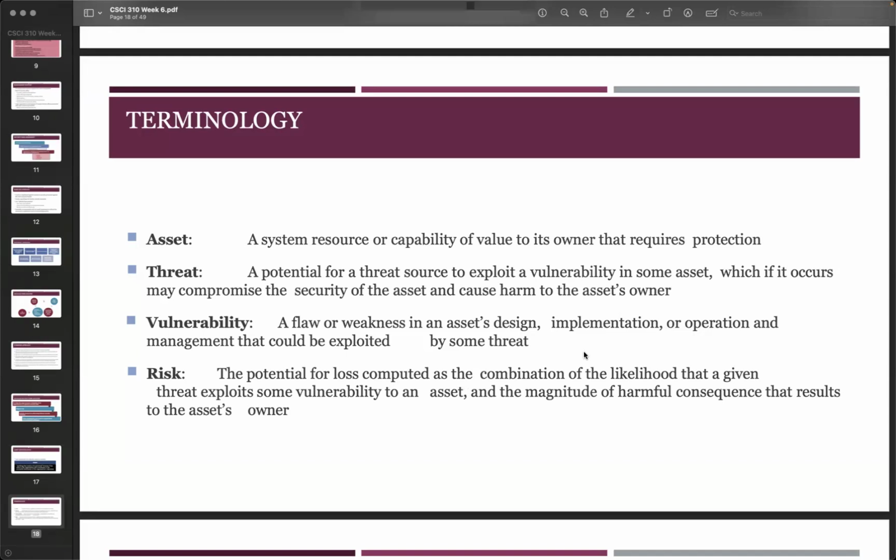So the implementation or operation, and also the management, could be exposed by some attackers. And some attackers, maybe in operation, try to hack it. So that's why we say the threat and the vulnerability always come together. And then risk is the potential of loss computed as the combination of the impact given the threat. Okay, so here's the things going.